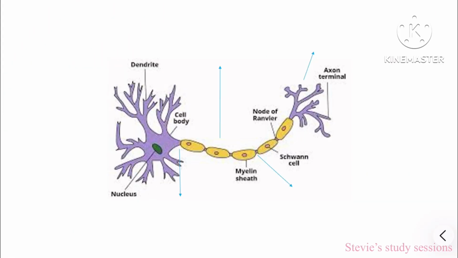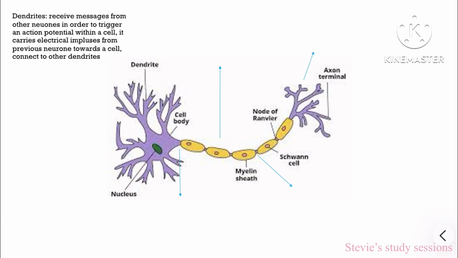I don't think you're going to get asked how to label a neuron. However, I think you may get asked the function of a dendrite or nucleus or cell body. So I will tell you what their functions are now. So dendrites are at the far end of the neuron. They receive messages from other neurons in order to trigger an action potential within the cell. It carries electrical impulses from previous neurons towards the cell, and it's connected to other dendrites.